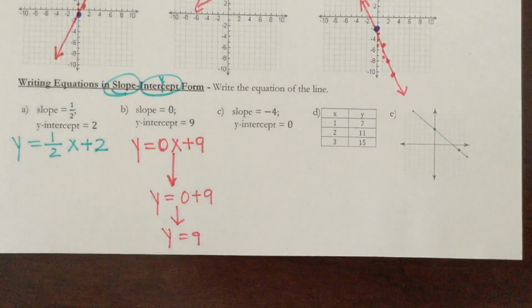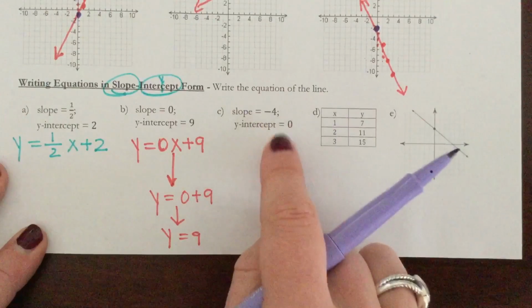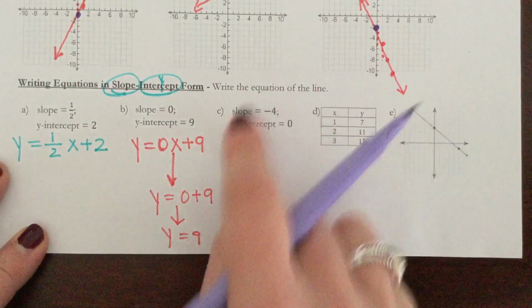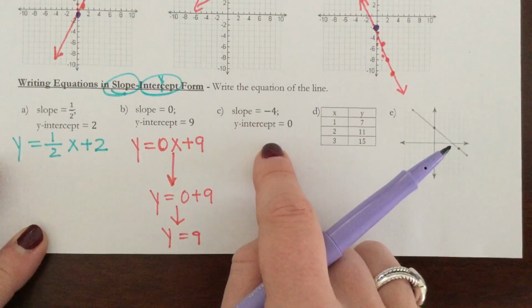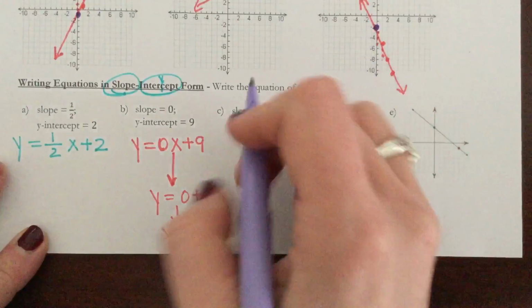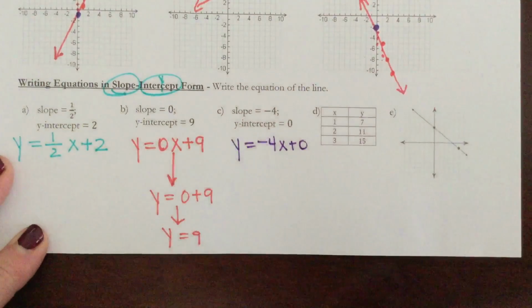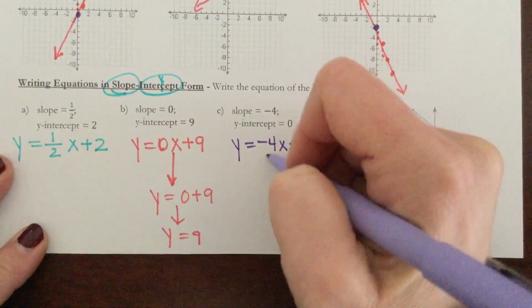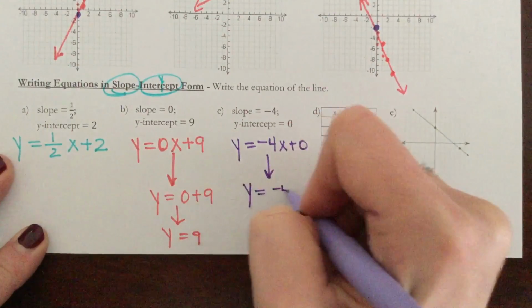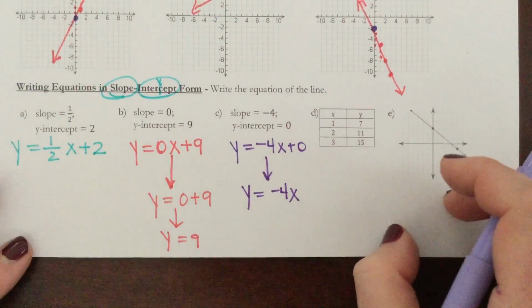In my third example, my slope is -4 and my y-intercept is 0. You try writing this equation in slope-intercept form. My answer should say y equals -4x plus 0. And if I simplify that, that becomes just y equals -4x.